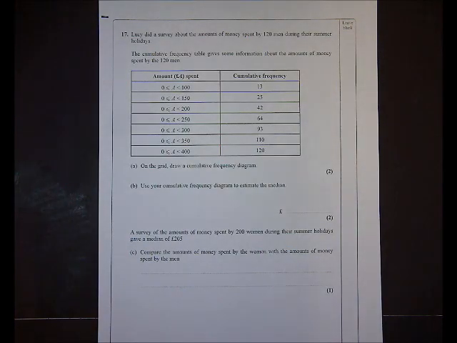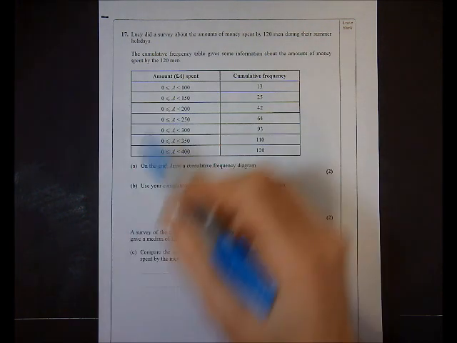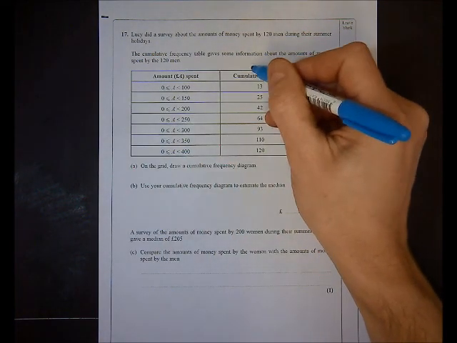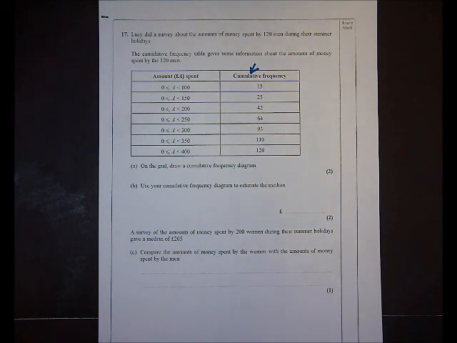On question 17, I'm told that Lucy did a survey about the amounts of money spent by 120 men during their summer holidays. And I'm given the information in this table, but it's important that I note that this is already the cumulative frequency. So I'm not given the frequencies, I'm given the cumulative frequencies. So all I'm going to do is plot a graph from that.